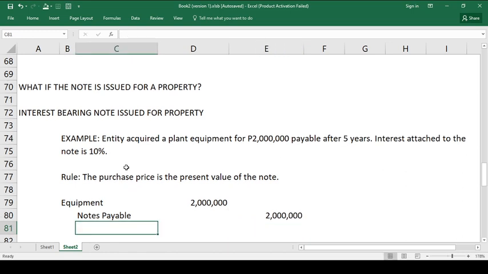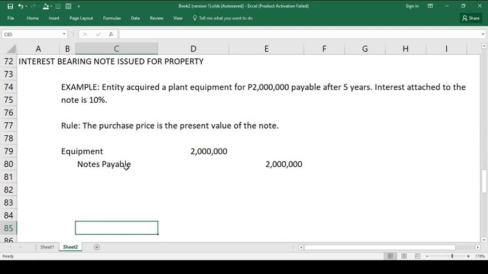Na i-multiply natin yung 10% from the principal value, then annual yung interest na mag-charge. Okay? So, ganun lang ha. Pag interest-bearing note, in the acquisition of a property, the purchase price of the property is reasonably assumed to be the present value of the note.